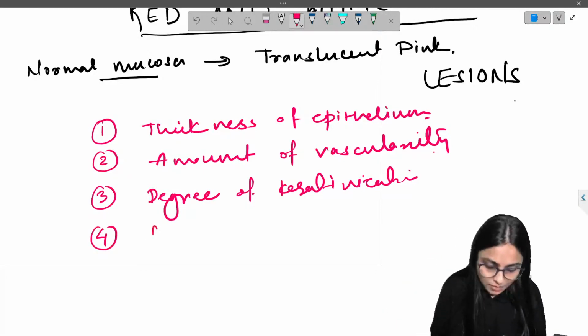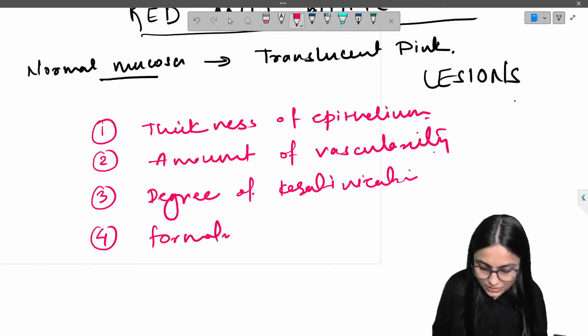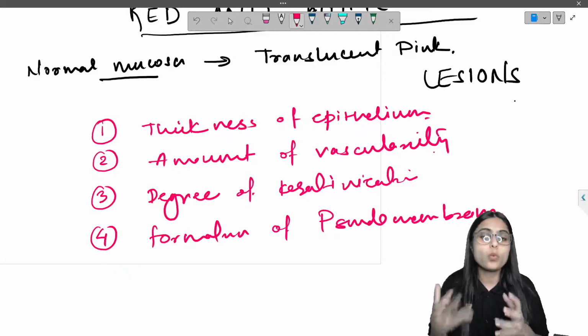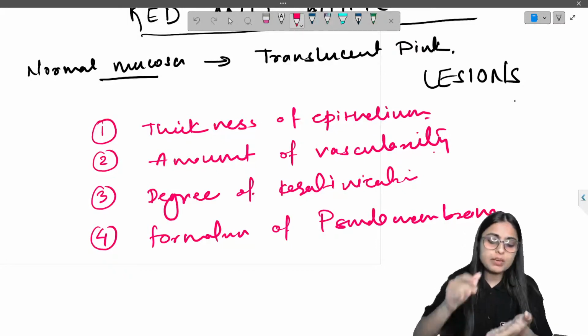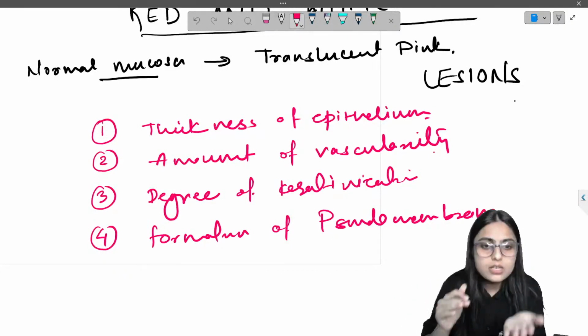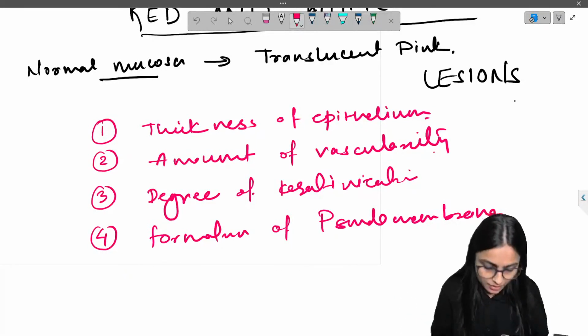Then we have the next reason, formation of pseudomembrane. Formation of pseudomembrane makes the mucosa white. So pseudomembrane will be one more additional layer on the epithelium, right? So this makes mucosa white, right?